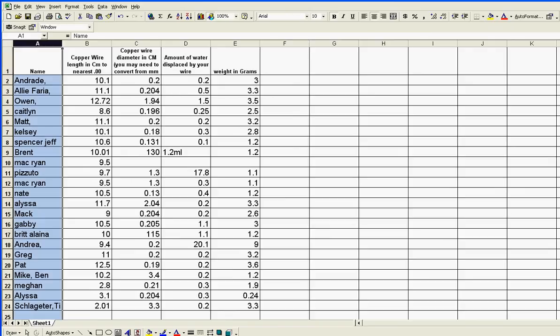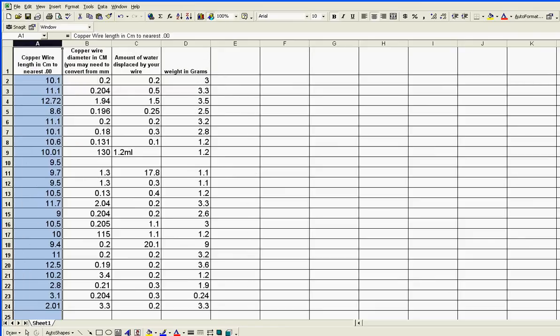You need to keep this here where the names are, because you need to be able to know what's yours and what belongs to other people. But I'm just going to delete this column so that everything slides over and makes it a little smaller. You guys are not going to do this. You're going to keep your names in there. But good, now we have all the stuff we can work with.